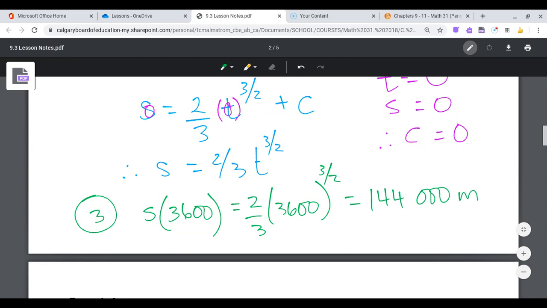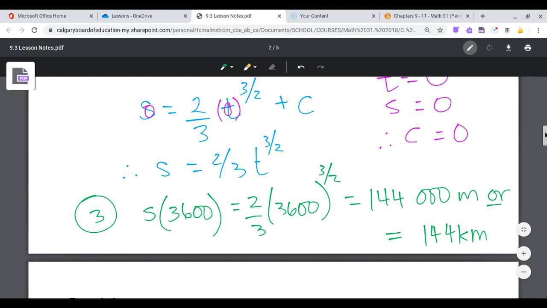And then, of course, we could divide that by 1,000 if we wished, and that would give us 144 kilometers. Okay, so there's an or. So just read the question carefully if it asks for it to be in some sort of specific units. Always pay attention to those units.